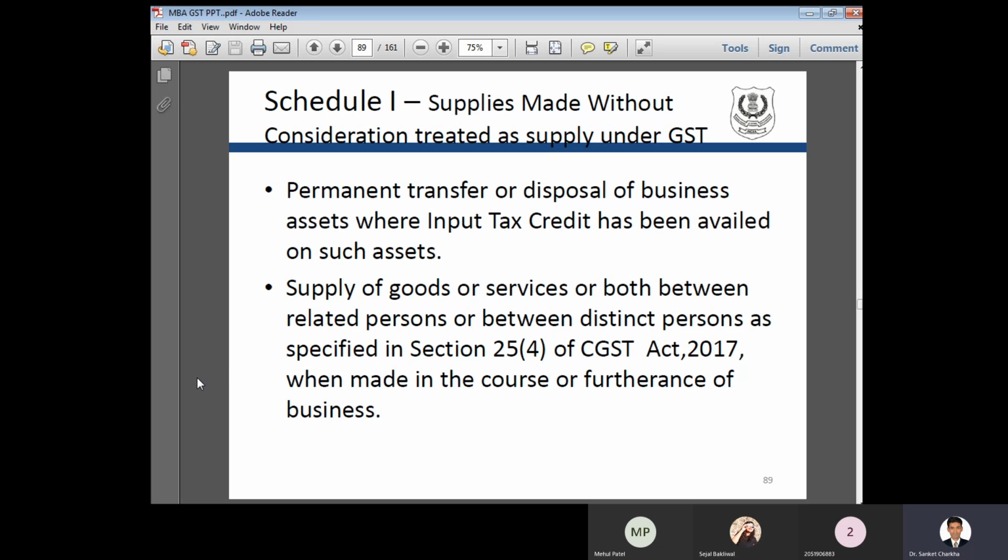So supply is positively there whenever there is a transfer or an exchange of goods and services between two persons or two parties, or the two related or two distinct persons, in the course of a business. So for conducting the current business or a future business, if there is a transfer, then it will be called a supply.